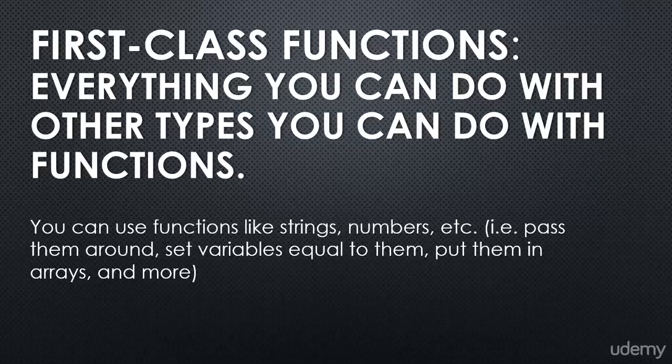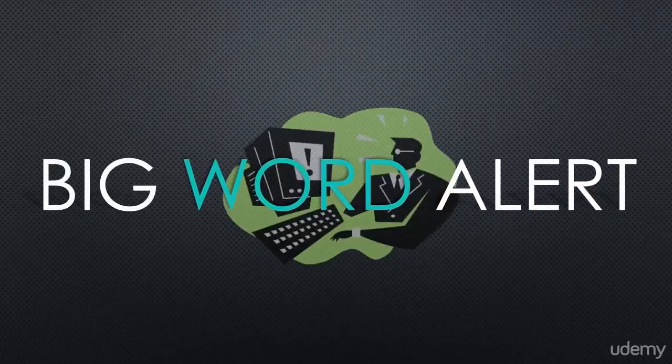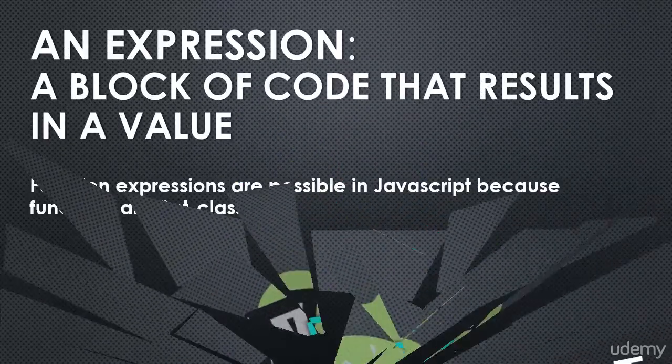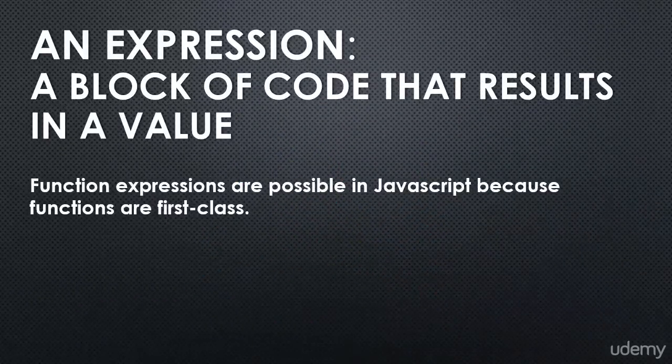Oh, big word alert. An expression. An expression just means a block of code that results in a value, like setting a variable equal to a value. That's an expression. Function expressions are possible in JavaScript because functions are first class. So when I write a string, that results in a value. When I write an object or a number, it results in a value. And I can use a function expression to create a function essentially on the fly.